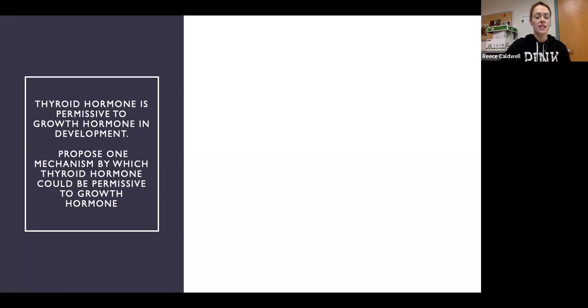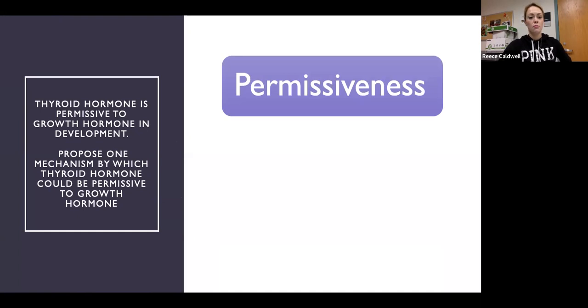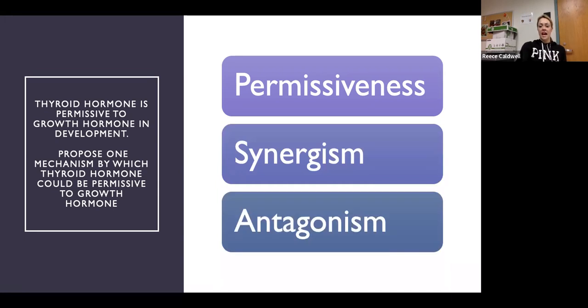All right, so this last question, Dr. Chang told us that we do not need to discuss this. It's asking for us to propose a mechanism by which thyroid hormone could be permissive to growth hormone. You will not be asked to propose any mechanisms on the exams or in this class. Instead, you'll need to identify these mechanisms. So I want you to review what you learned in lecture about permissiveness, synergism, and antagonism. Just review those three things and be able to identify them on the exam, and you'll be just fine.